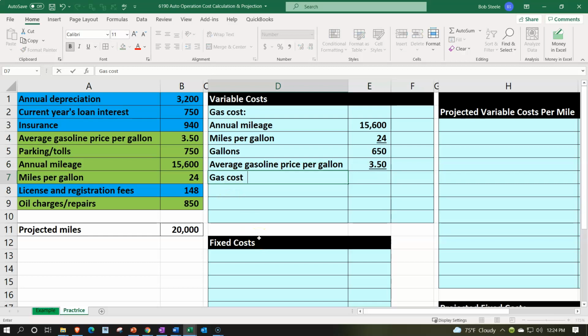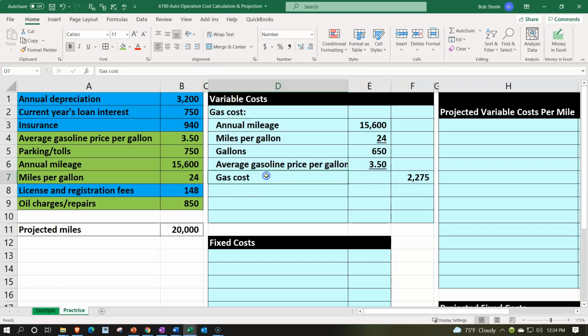Gas cost. Putting this in the outer column, this is going to be equal to the 650 times the 3.50, giving us a cost of $2,275. Selecting these cells, let's do an indent, alignment, indent, and then the gas costs, alignment, indent again. So then we're also going to put in this category the oil.